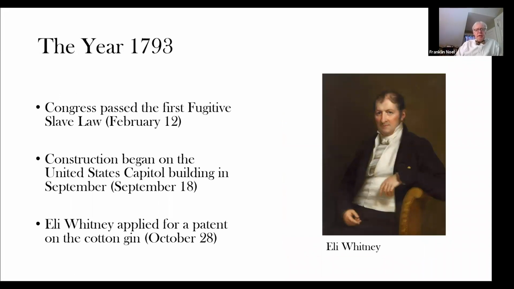Other things occurring in 1793 included the passage of the first fugitive slave law. In February 1793, Congress passed the first Fugitive Slave Act. The act required even free states to return fugitive slaves to their owners in the slave states from which they may have escaped. Lax enforcement in free states fueled the tension between North and South in the years before the Civil War.